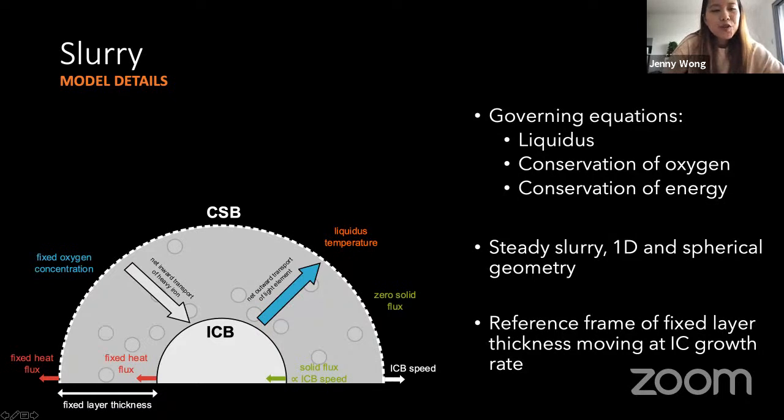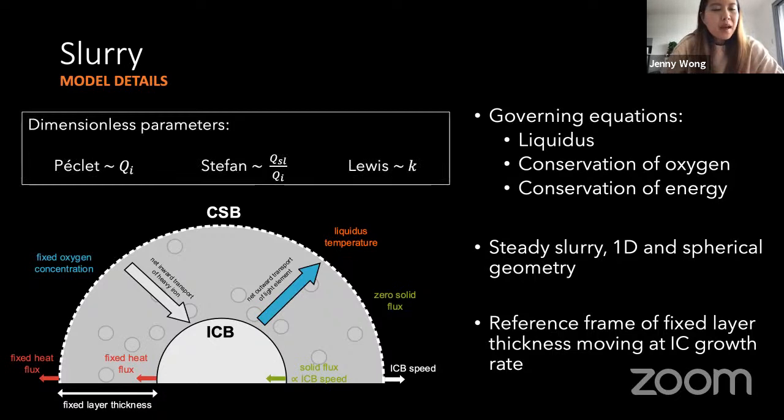And then I have two real unknown parameters here, which are the heat fluxes coming through the inner core boundary and through what I term the core slurry boundary. So the heat fluxes through the bottom and the top of the layer are really unconstrained and are parameters to be varied within my study.